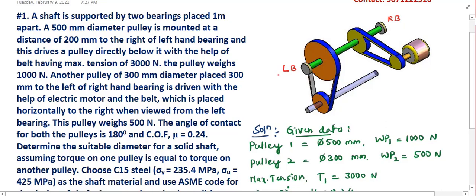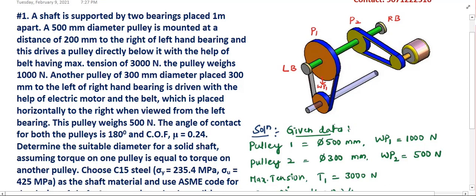And this drives a pulley directly below it with the help of a belt having maximum tension. So this is your pulley 1 and this is your another pulley P2. The pulley weighs 1000 newtons. The weight of this pulley WP1 is acting downwards.